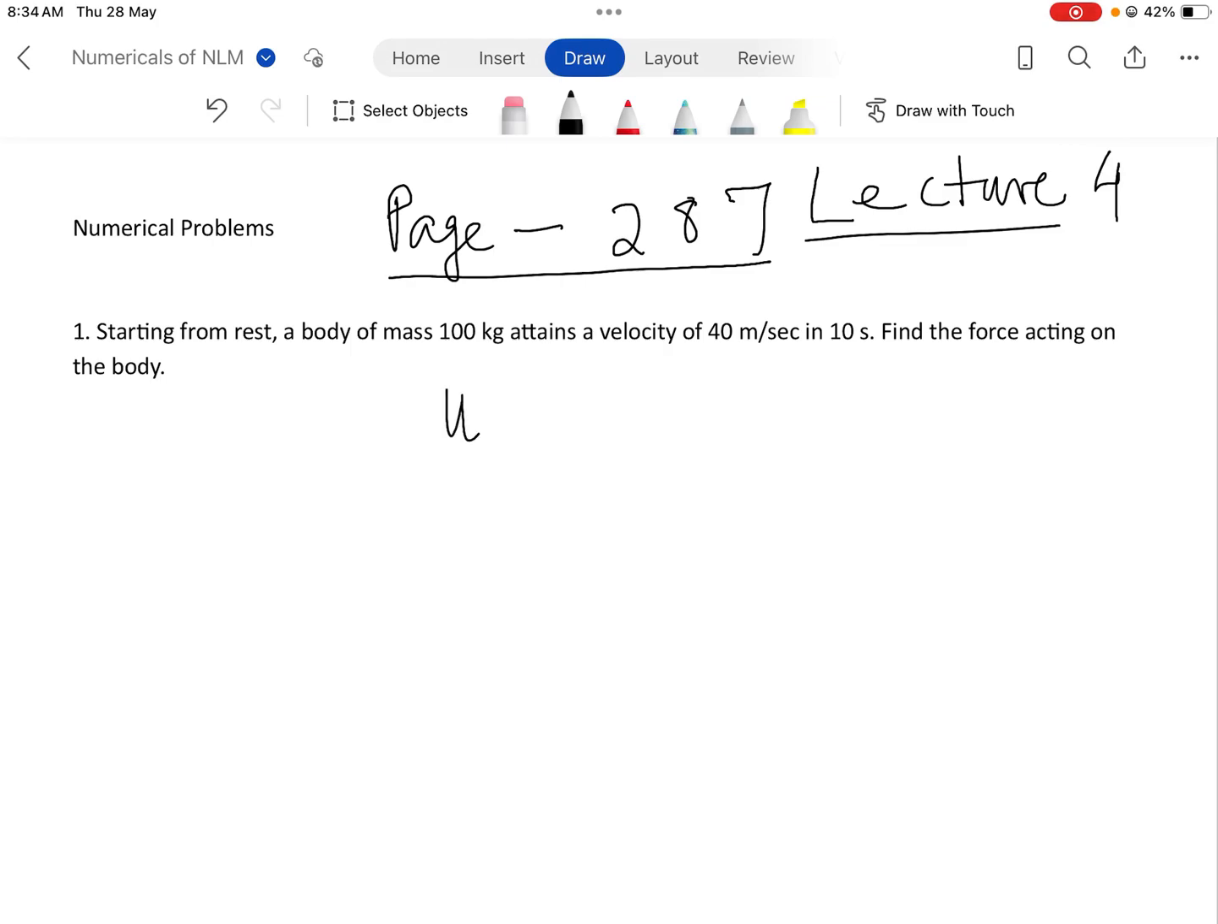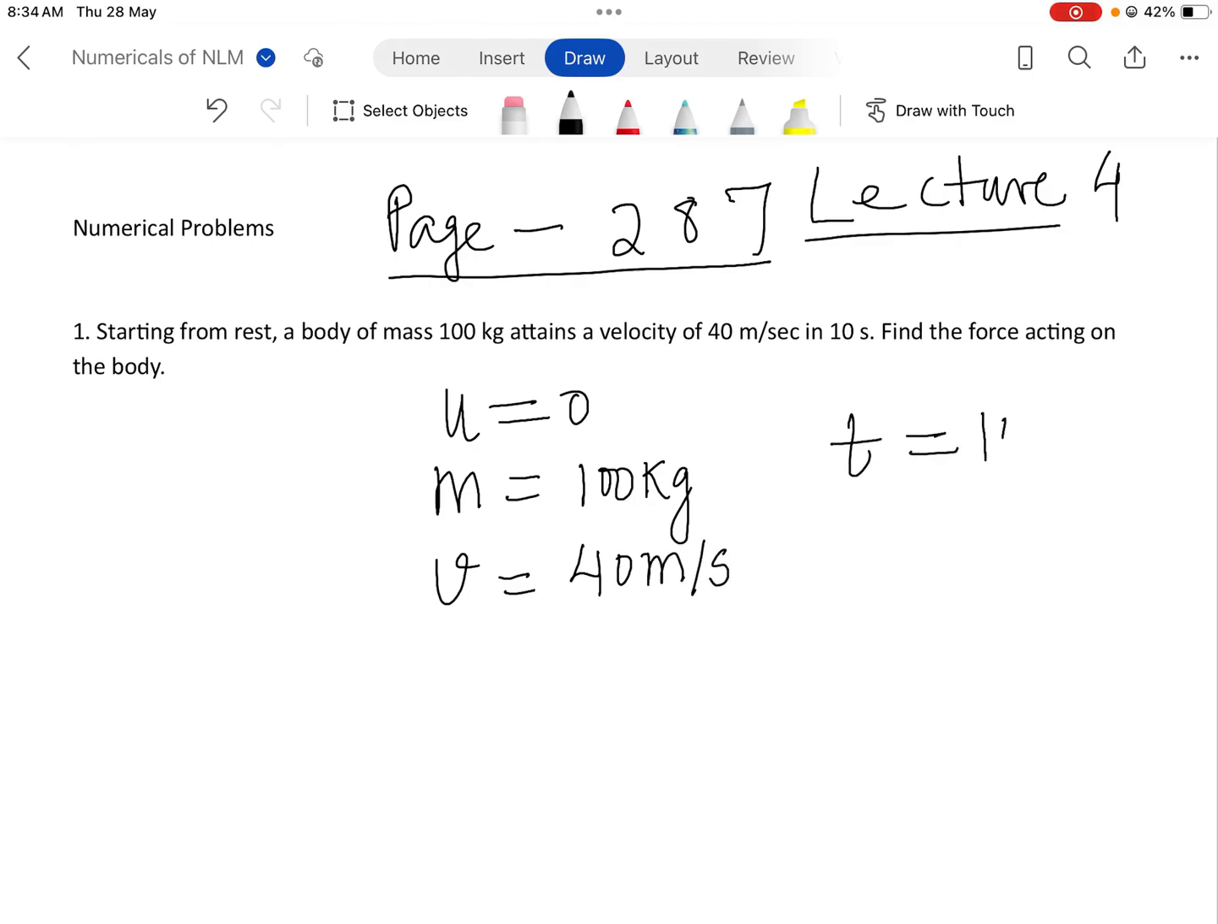Starting from rest means initial velocity is 0. A body of mass 100 kg, m is 100 kg, attains a velocity v, final velocity is 40 meter per second, in 10 seconds. You have to find the force acting on the body.